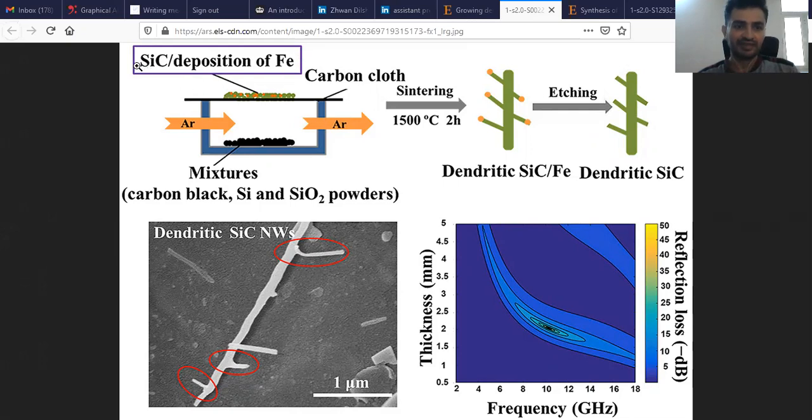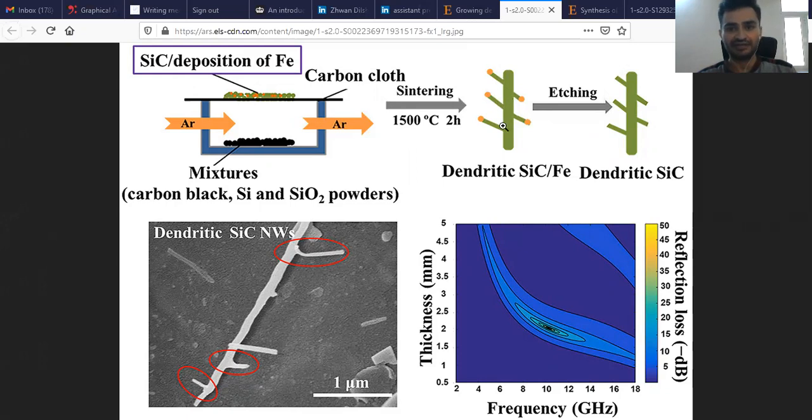I can understand that the authors use silicon carbide deposition with iron here. And they have some mixture: carbon, silicon, and silicon oxide powder inside a closed box, like a chamber or furnace. This is argon, which is usually an inert gas. So it seems they sinter it at this temperature, 1,500, for a duration of 2 hours. They got this, let's say, structure.